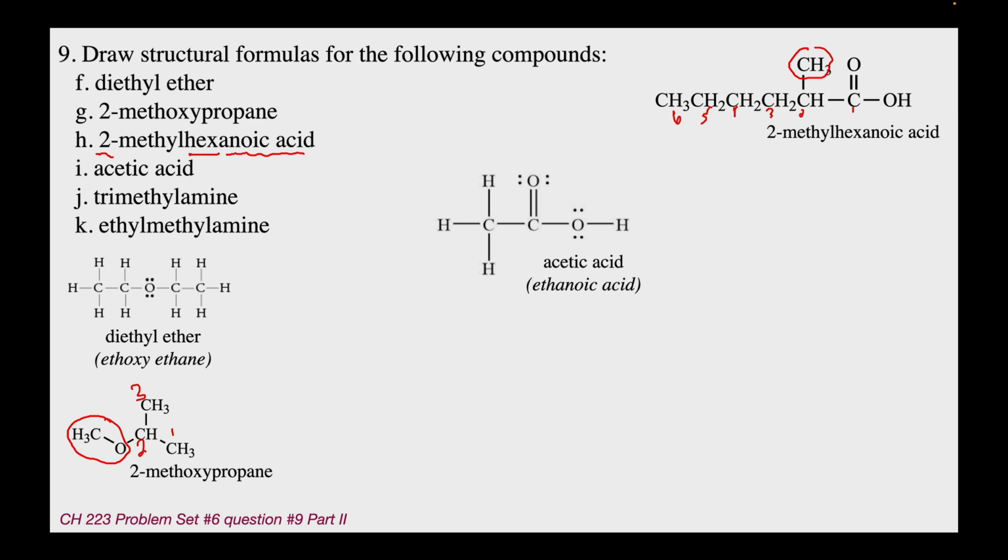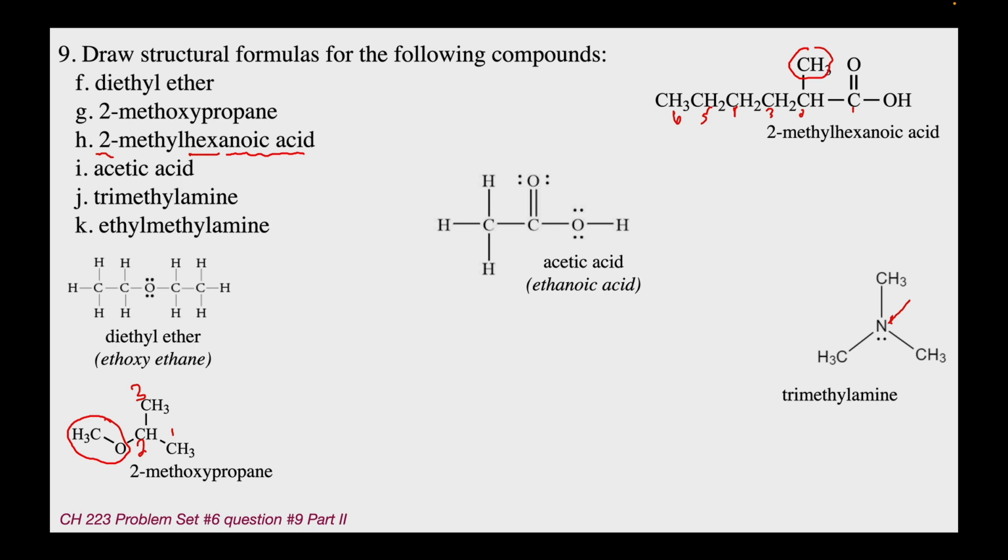Trimethylamine is a nitrogen-containing species. Nitrogen can have up to 3 bonds, and it usually has a lone pair. Each of those bonds has a methyl group on it. That's what the trimethyl part means. So trimethylamine would be a nitrogen. Nitrogen has a lone pair. There's a methyl group off each one of them like that.